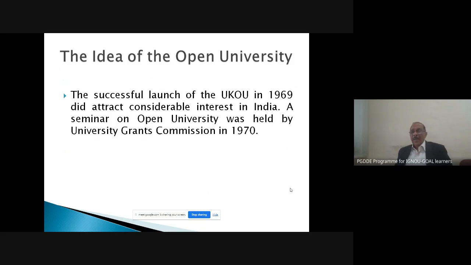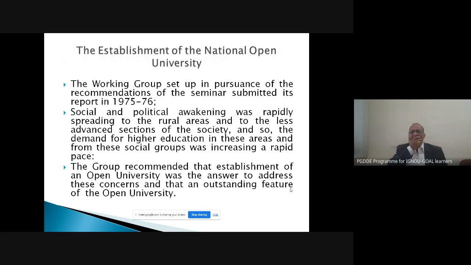When the correspondence institutions were going on, the idea of the Open University came, with the successful launch of the UKOU in 1969, as you know. That attracted other countries to go for Open Universities. Even the University Grants Commission in India looked at the launch of the UK Open University. As for the establishment of a National Open University in India, that was IGNOU, it had not materialized. It was under debate, discussion, negotiations, consultations.